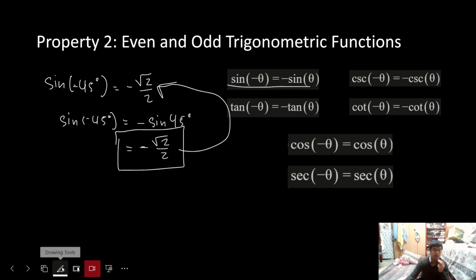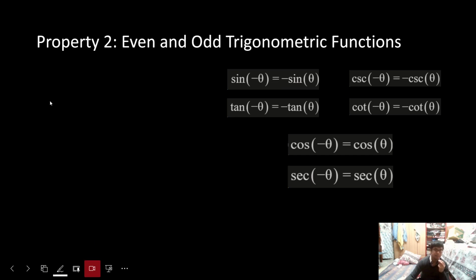See? Now, let's try another example. Let's just say we have cosecant of negative 30 degrees. Here, we can apply this property. We can have negative cosecant of 30 degrees. What is cosecant of 30 degrees? Cosecant of 30 degrees is actually 2. And since we have negative outside, the answer is negative 2.